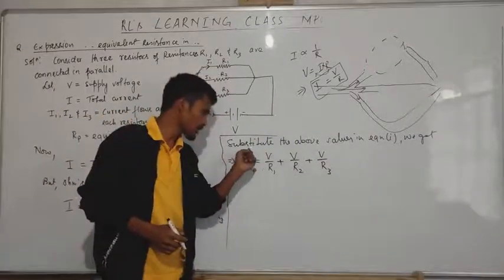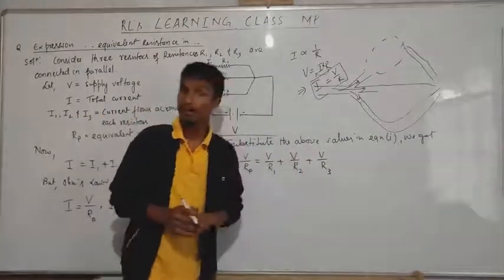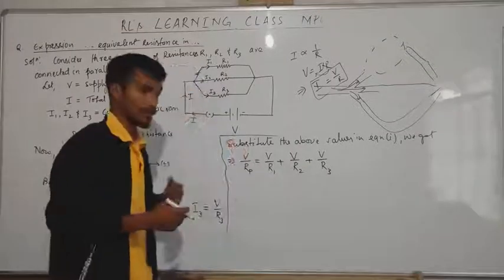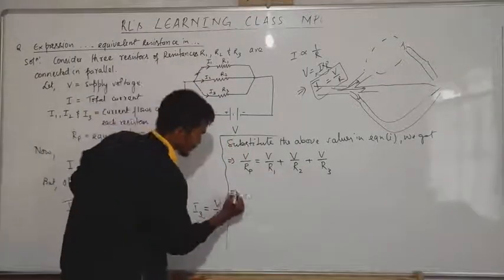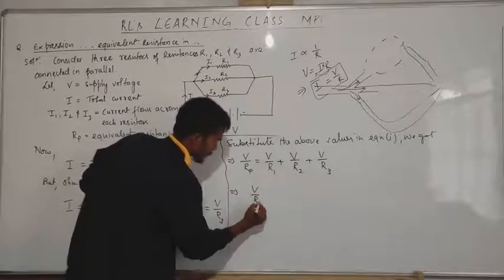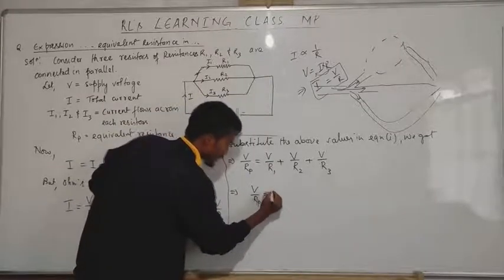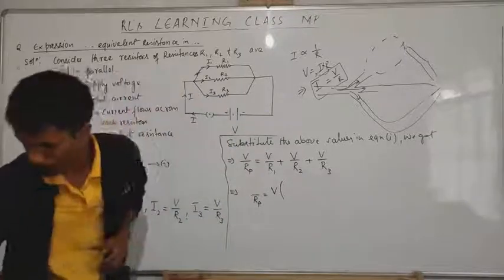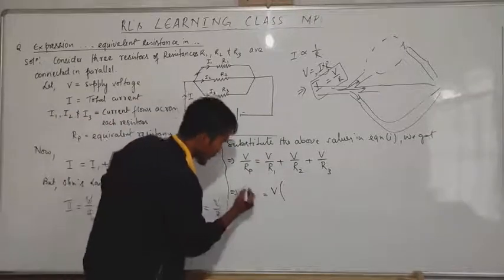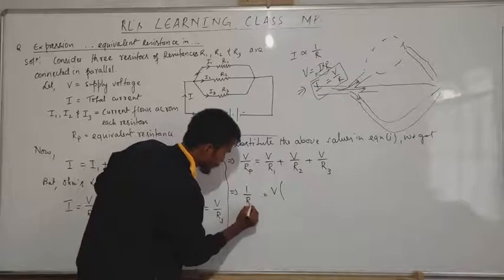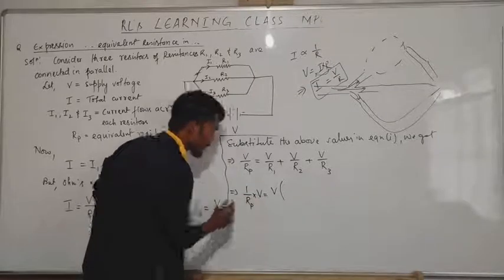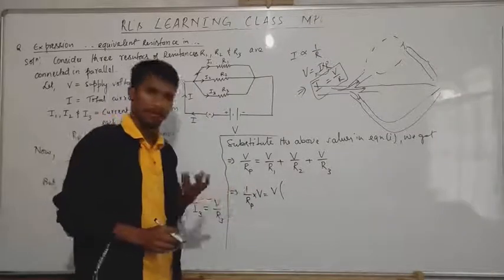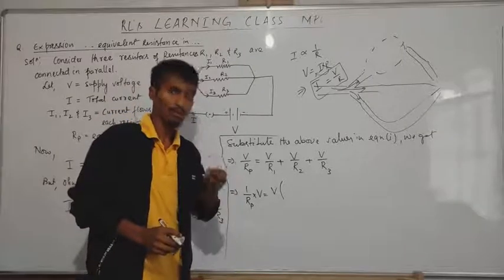Okay, now here also V, here also V, here also V, here also V. We will do the same as in series. We'll take V common. Then put this here. I do 1 by RP into V. Can you do this? Because V into 1 will be V, just as 2 into 1 will be 2.